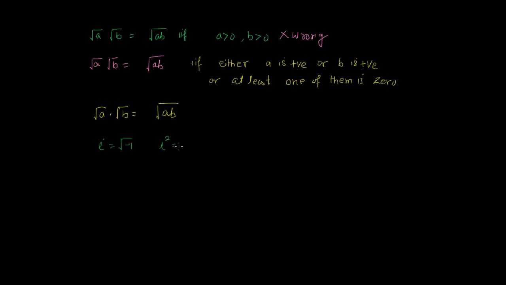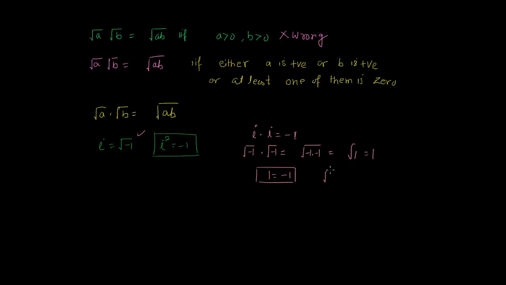iota square comes out to be -1. This is the nature of iota. So we know we can express iota square as iota into iota, which is equal to -1, and value of iota equal to under root -1. So under root -1 into under root -1, we will solve the left hand side of the equation, which comes out to be under root of -1 into -1, which comes out to be positive 1, which means 1 equal to -1.